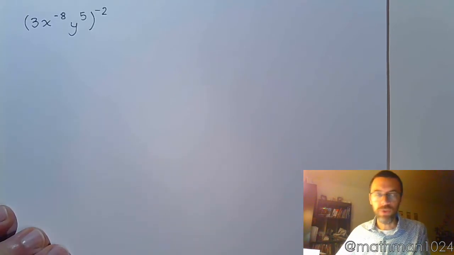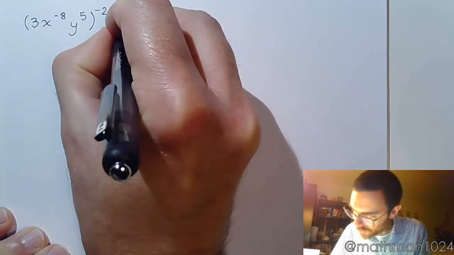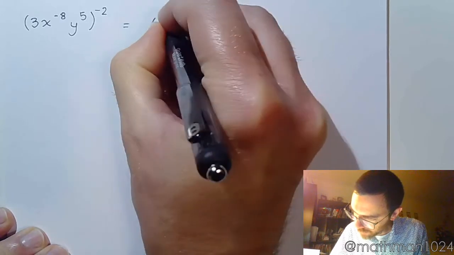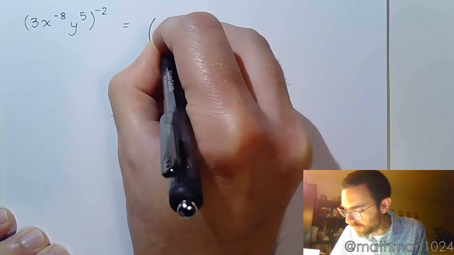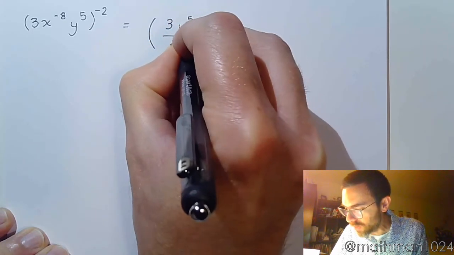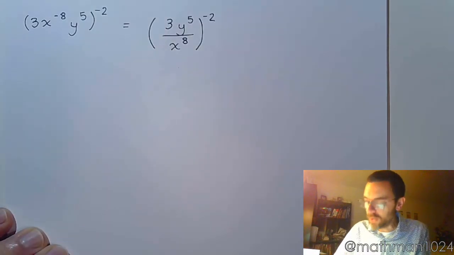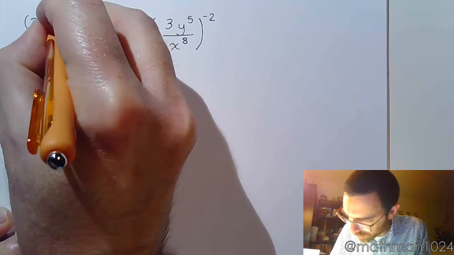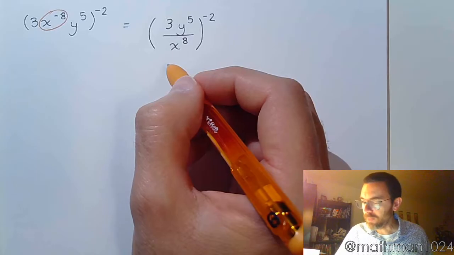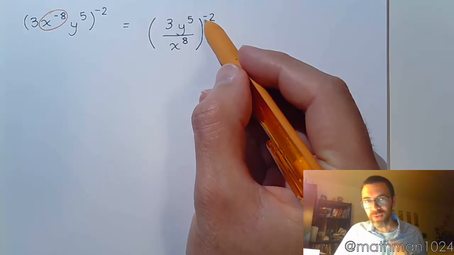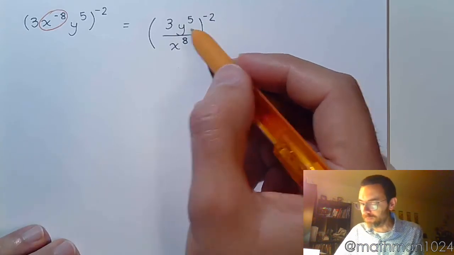So one of the first things that you can do is that you can address the issue of a negative power inside right here. So when you do that, this becomes 3 y to the 5th over x to the positive 8th power. So what I'm doing here is I'm taking this guy that has a negative power, and I'm moving him into the denominator, so we have taken care of at least one of those negatives. And now what I want to do is I want to take care of the negative power that's right here. I don't want to take care of the 2, just the negative part of that.